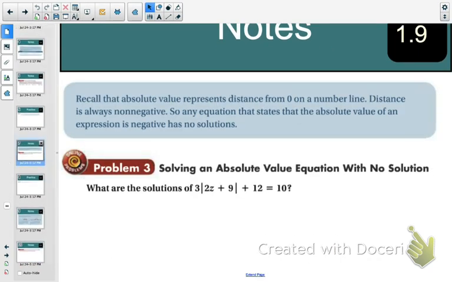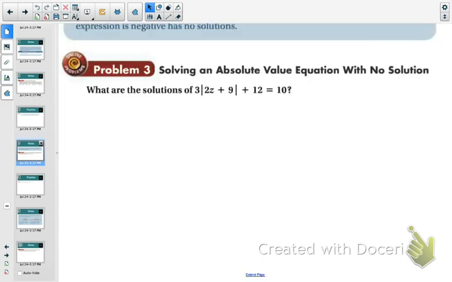Okay. Recall that absolute value represents the distance from 0 on a number line, and distance is always non-negative, meaning it's always positive, or I guess it could be 0. It's never negative. So any equation that states the absolute value of an expression is negative has no solutions. Okay, so that's a little insight on what we're going to do next. Okay, so we have this equation here.